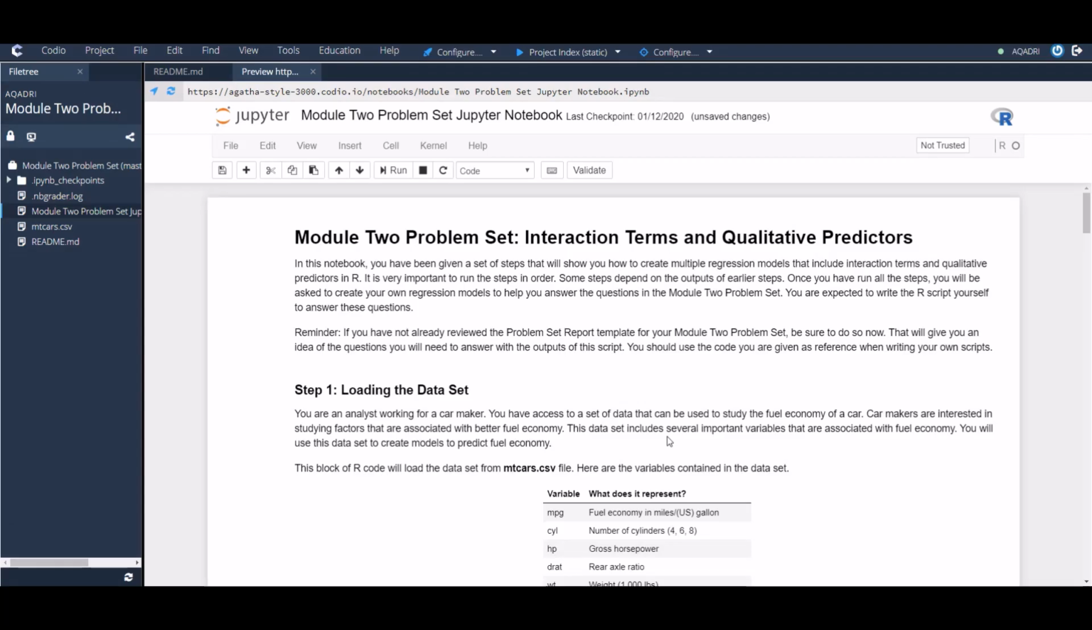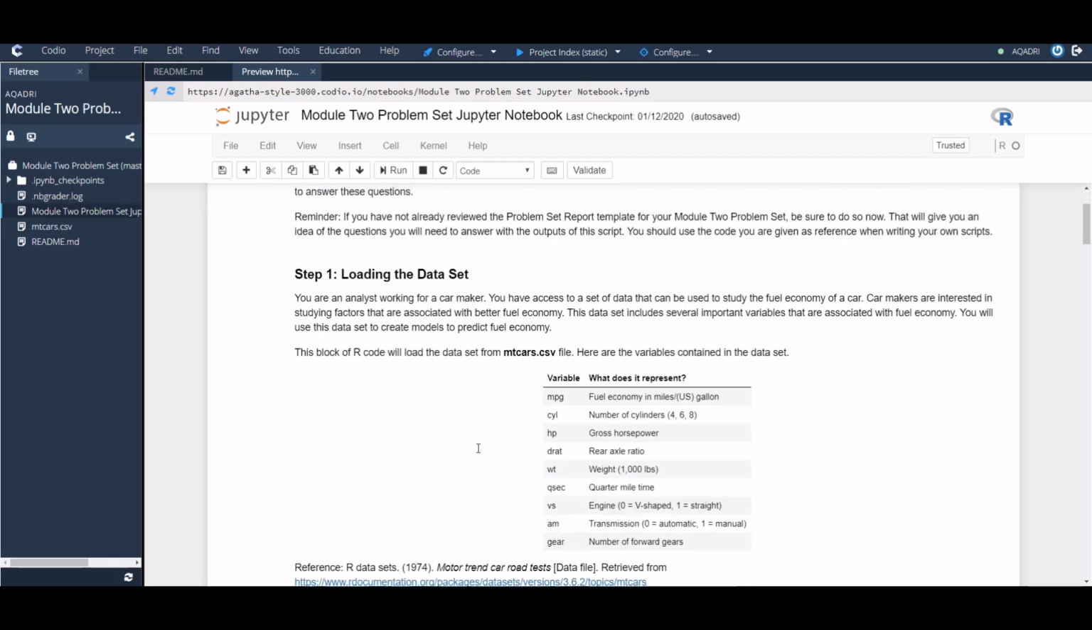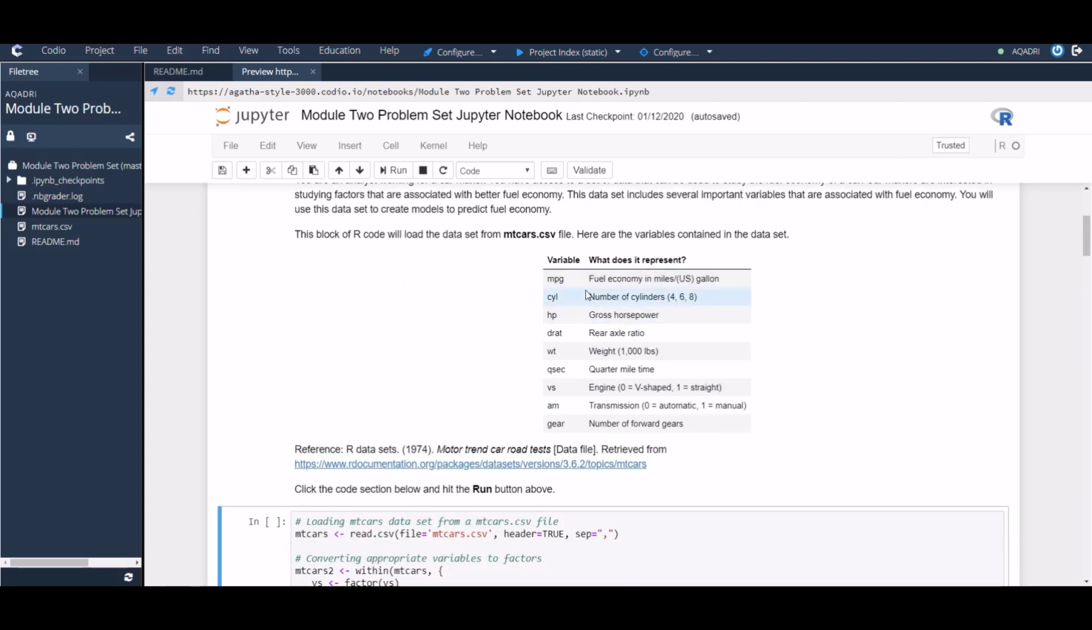So here is the Module 2 assignment prep, and in this assignment we will be working with the car dataset. This is the same dataset that you used previously to create multiple regression models. So let's start with step 1. Please make sure to go over these guidelines here and the information on the dataset. These are the variables and what these variables represent.